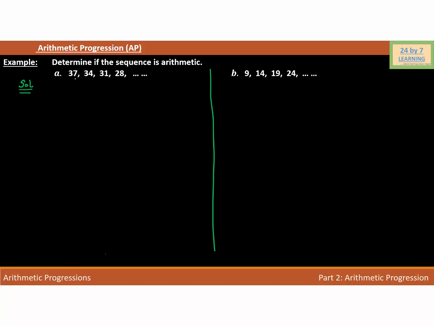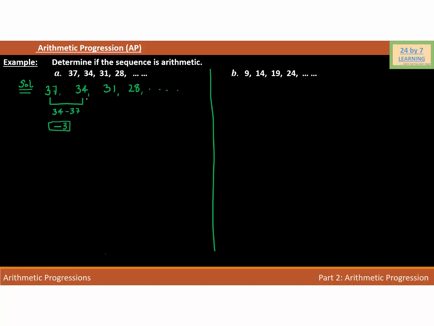So I'm going to rewrite my first sequence: 37, 34, 31, 28, and then it keeps going. Now I'm going to consider the first two terms first and find the difference between them. I will write second term minus first term, so 34 minus 37. And as we know, 34 minus 37 is negative 3.